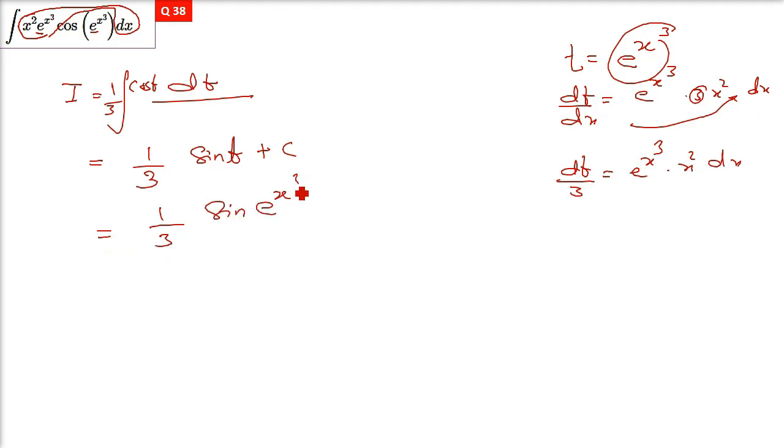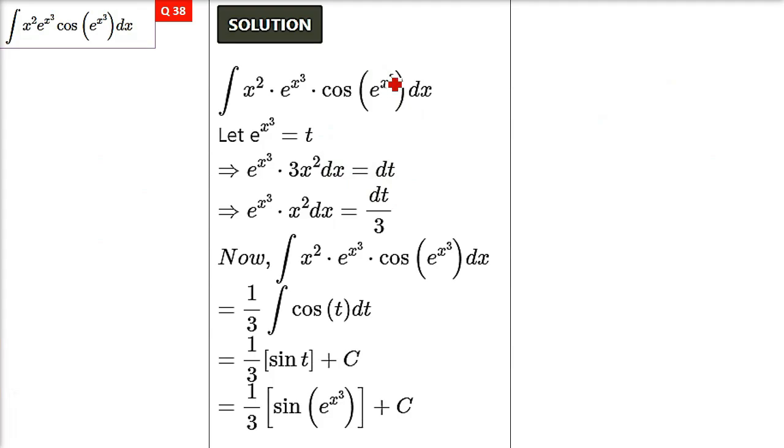1 by 3 sin e^(x cube). Now keep it in the bracket and then add a constant of integration. So this is your final result. Now this is the way you have to do. Please remember, e raised x cube will give you directly the other results.